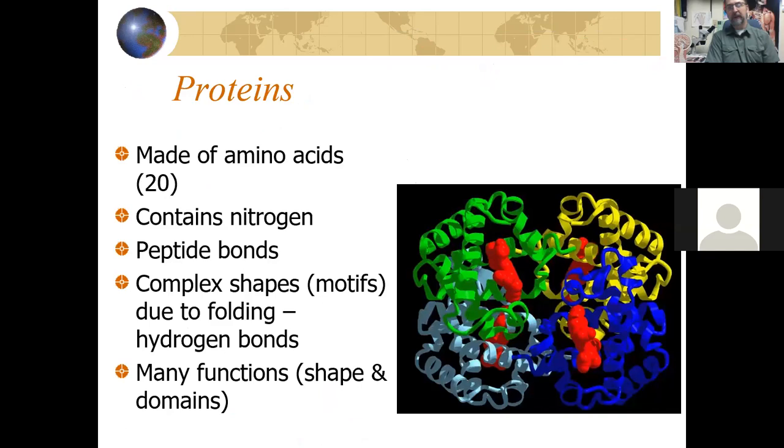And then another really key thing was that most molecules that are doing important functions in cells are proteins. And these are made up of 20 different amino acids bonded together with peptide bonds. And they can form very complex three-dimensional shapes due to folding and hydrogen bonds and things like that. And so they can be used for any function.